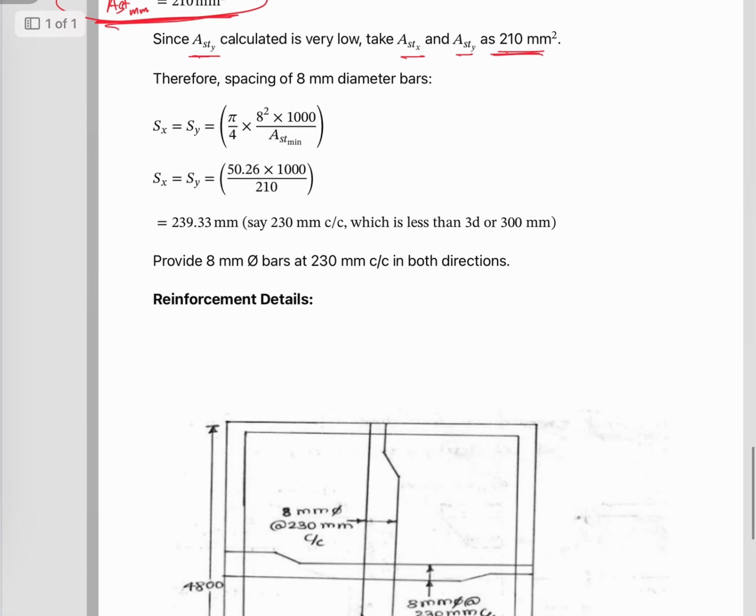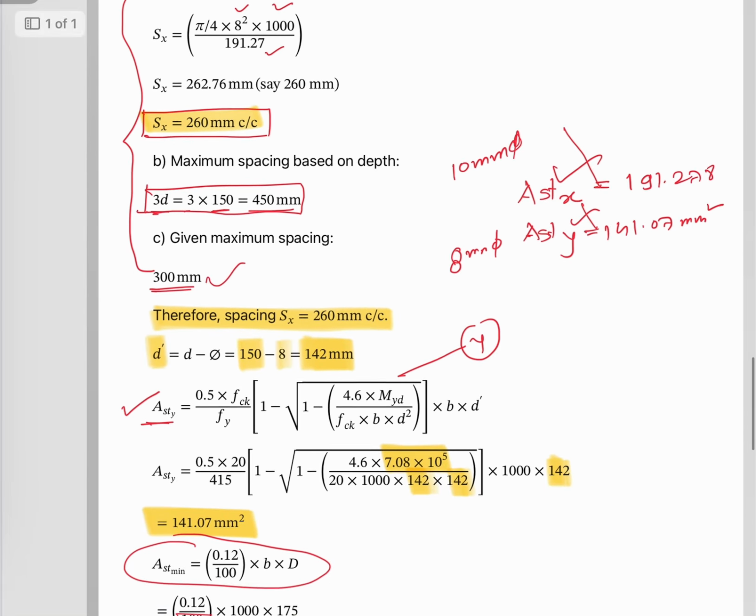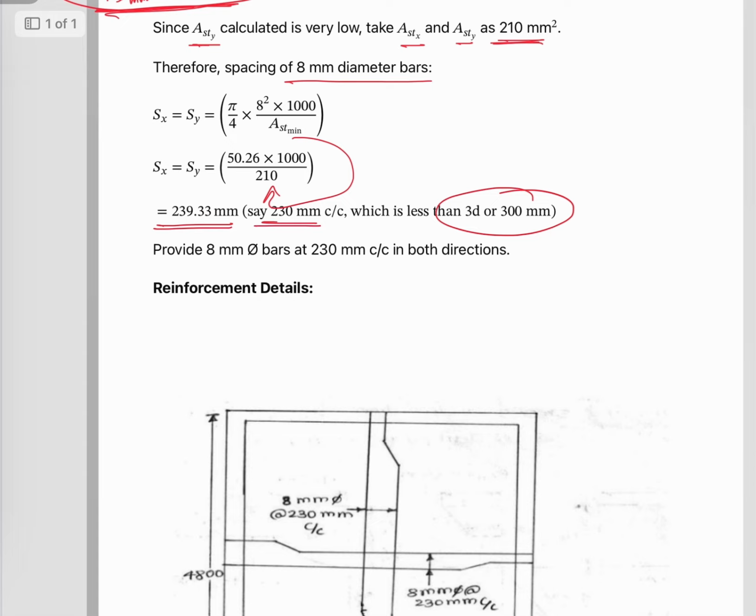So let's again calculate the spacing, which is similar for both directions. For the 8 mm bar, Sx and Sy equal pi by 4, 8 square into 1000 divided by Ast. So pi by 4, okay, and Ast will become 210. So you fill in this value, you get 239. So I am considering 230 mm center to center, which is less than this value 300. This value should be less than 3d and the maximum value 300. So I am considering 230 mm center to center with the 8 mm bar.